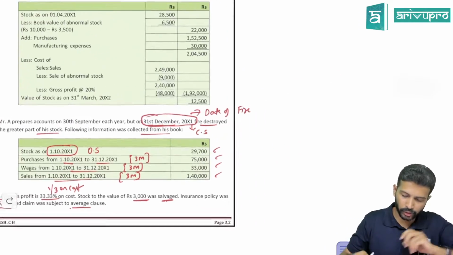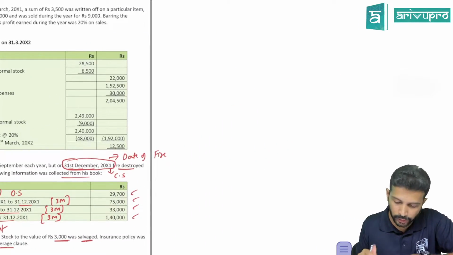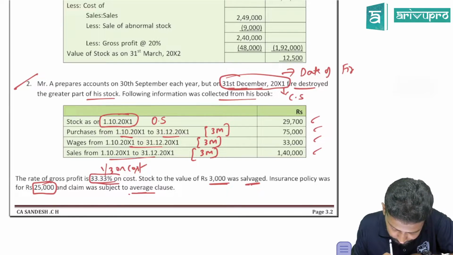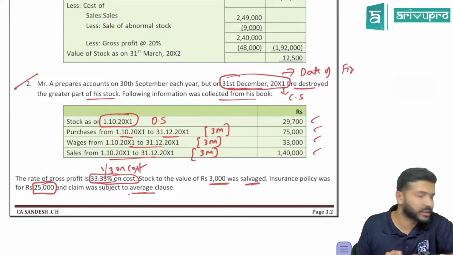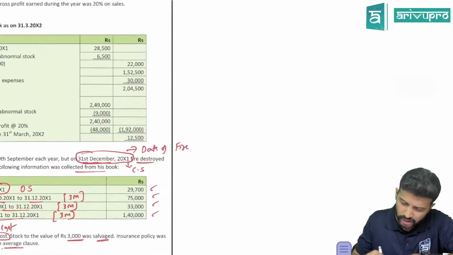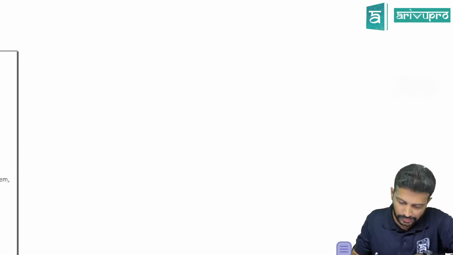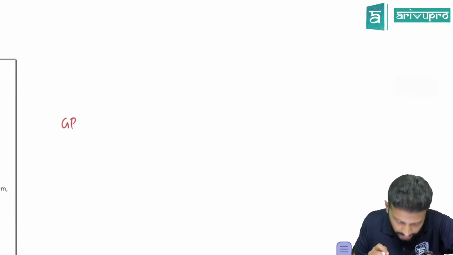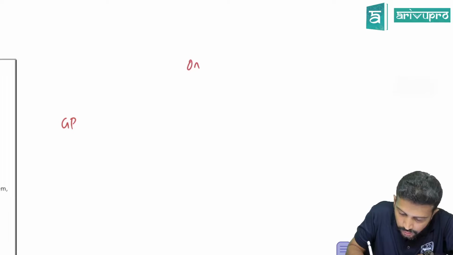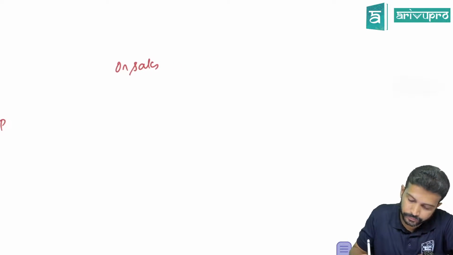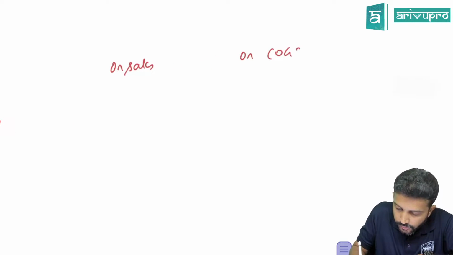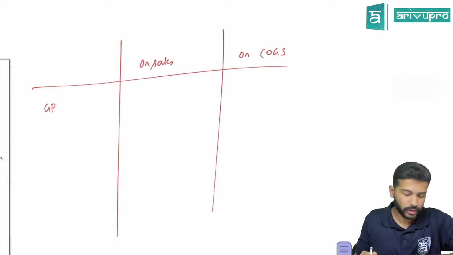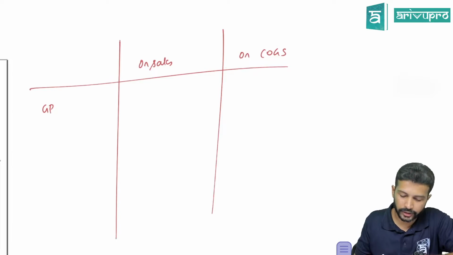Okay. Before that, in your notebook, write one pointer. They've given something over here. What are they saying about GP, sir? GP is 33.333% on cost. Write one table. I think some of you have already written. I don't know. I'll just write it to be on the safer side. Perfect. Correct. That only I'm about to write.